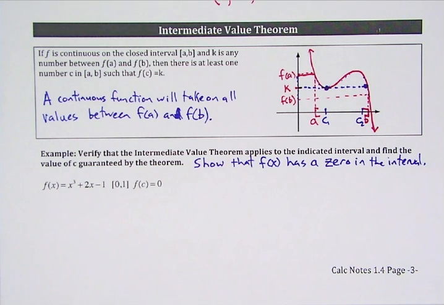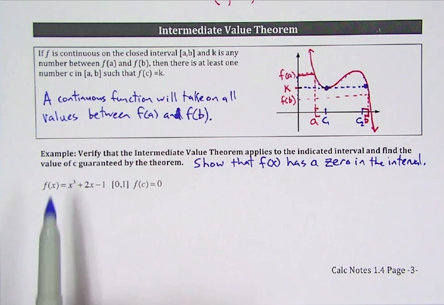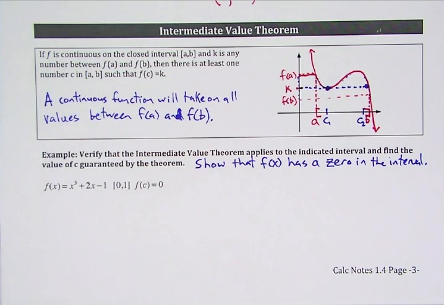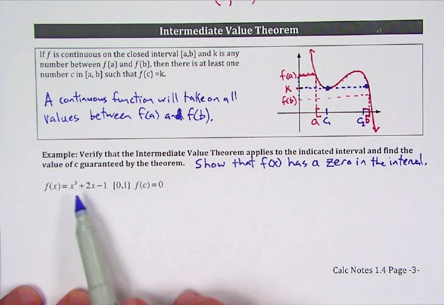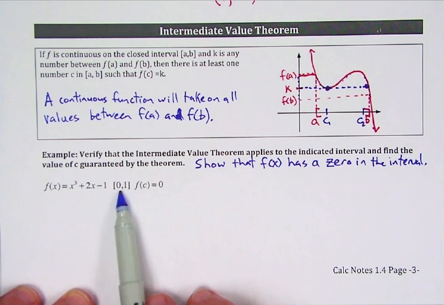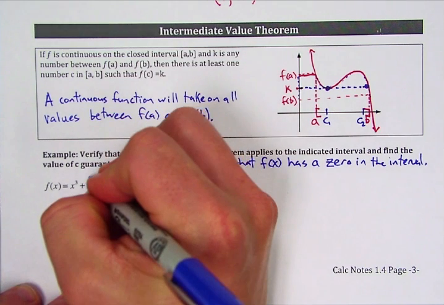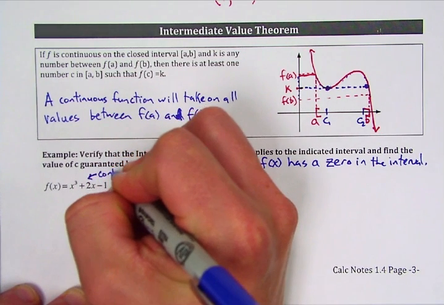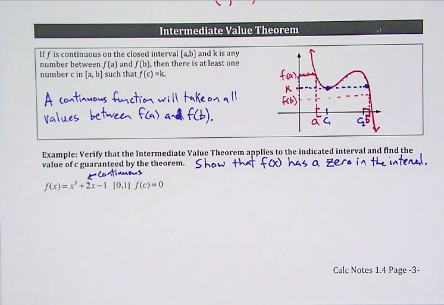Okay, so first off, to verify that the intermediate value theorem applies, it means that f has to be continuous on the interval. So on the interval 0 to 1, is this function continuous? Well, it's a polynomial, and it's defined the whole way from 0 to 1. So we do know that this function is continuous.